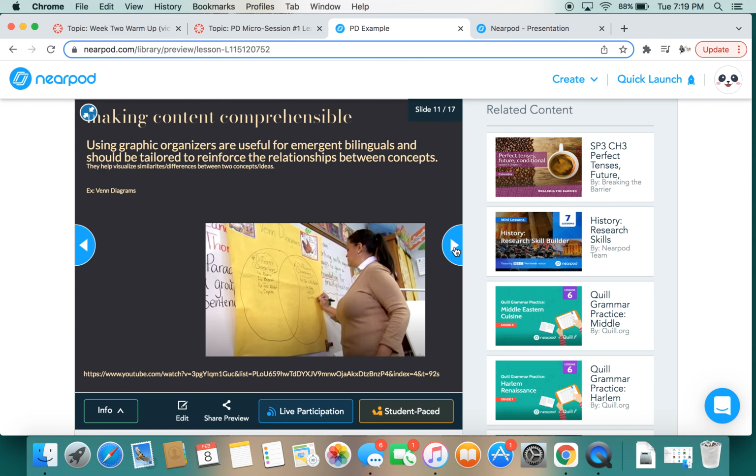Another way we can make content comprehensible is by implementing graphic organizers. These are extremely useful for emergent bilinguals and are basically tailored to reinforce a relationship between concepts because they help visualize similarities and differences between concepts and ideas. We saw this being exemplified in one of the videos, where the students were being asked to draw similarities and differences between burros, tortillas, and the little red hen. They were able to see visually how they are different and how they are the same as well.